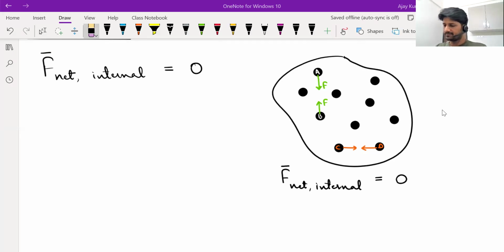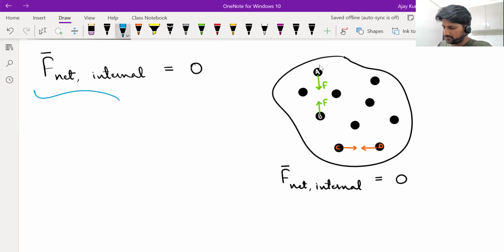Vanilla, don't answer. Anyone else? If net force is 0, which law or concept is applicable? Conservation of linear momentum. Okay. Now we know that net internal force on a system is always 0.